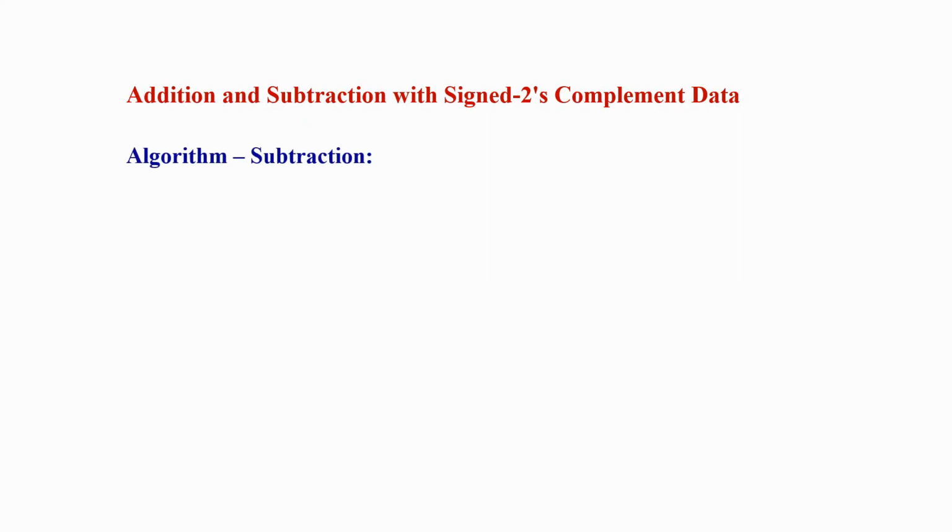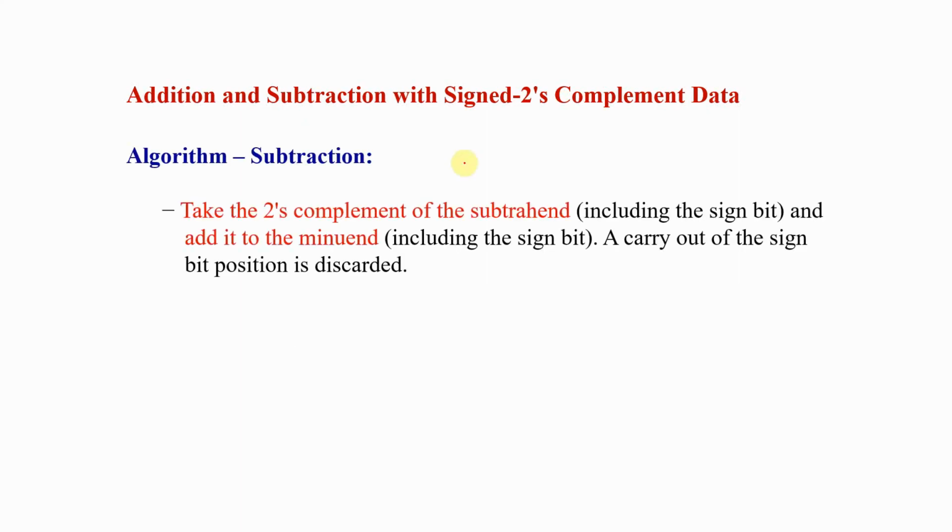Now, look at the algorithm for subtraction. In subtraction, suppose we have to perform a minus b. We have to perform a plus of minus b. How do you get this minus b? You can get it by using the two's complement of b. The two's complement of b is called minus b. It means even subtraction we perform using addition: a minus b means a plus of minus b, where minus b is represented in the form of two's complement of b.